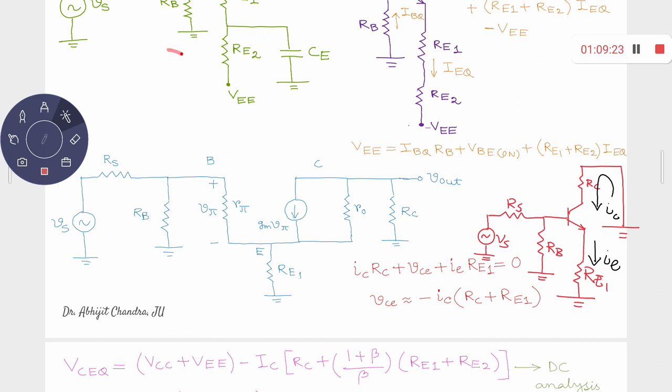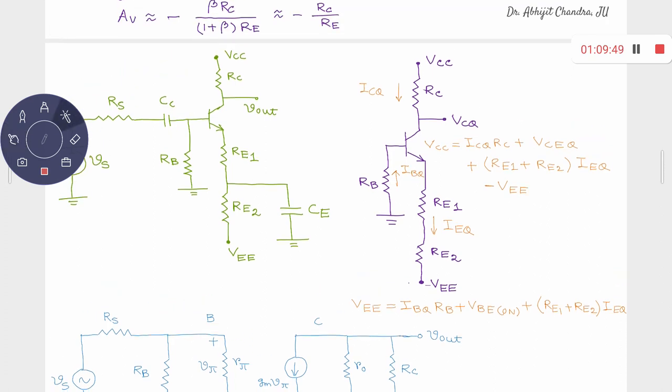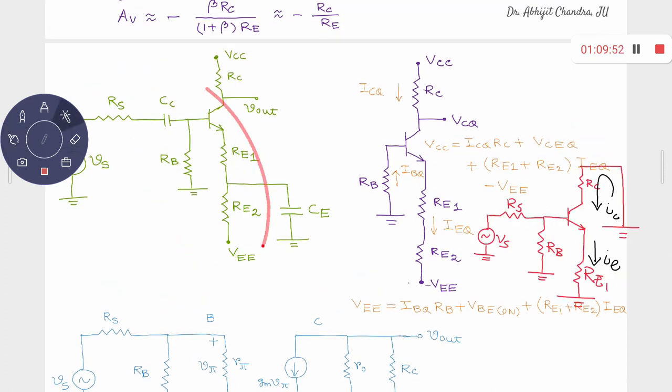This was the original circuit, and from this circuit we have derived this one. This is the small signal circuit, and this circuit was the equivalent DC circuit, which corresponds to the DC components, I mean the DC voltages and currents only. So this is the mother circuit.